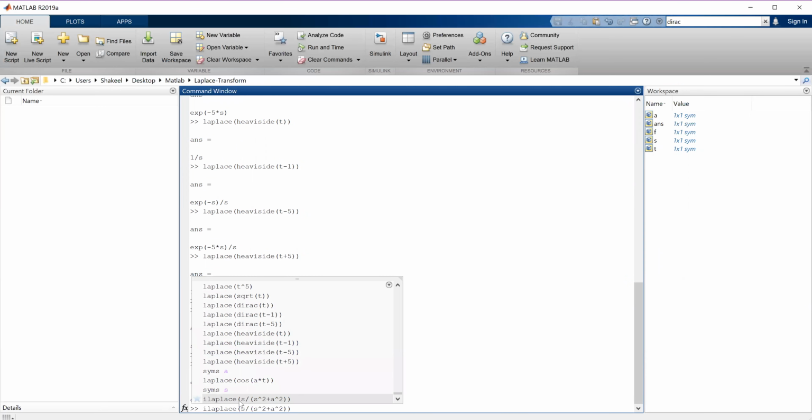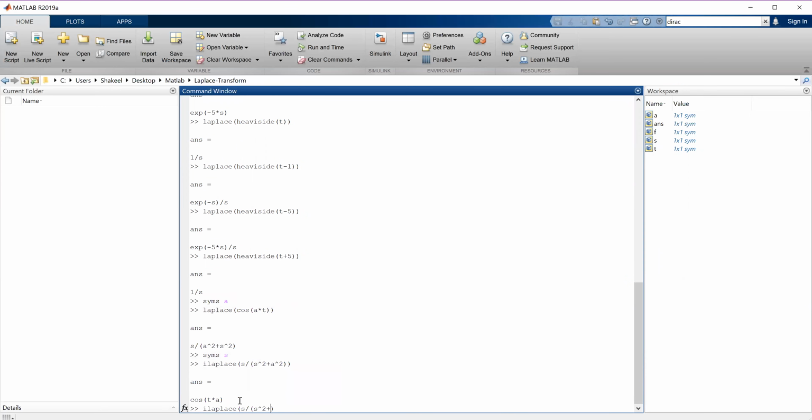In the same way, the inverse Laplace transform of, let's suppose, 1 by s cubed should be t square by 2, I guess, yes. This is t square by 2. So this is how we determine the Laplace transform in Matlab of any function. Solve other examples yourself, you will get the answer.